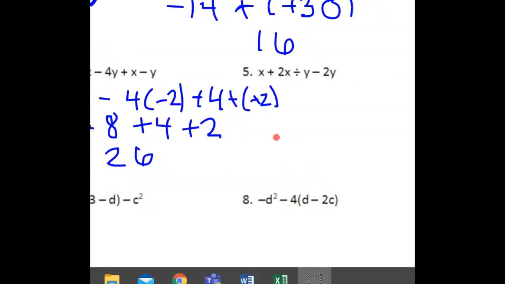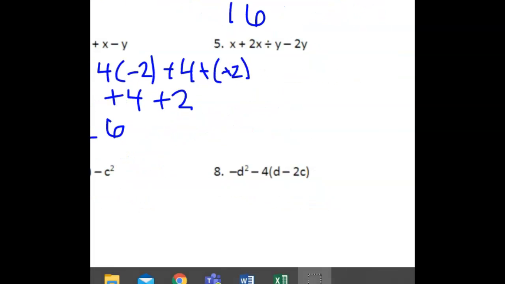Number 5. Once again, we're going to plug in those numbers. So you have x as 4. So we have 4 plus 2 times negative 2 divided by negative 2 minus 2. But sorry, that should be a 4 here. My font is super tiny on my end. So 4 plus 2 times 4 divided by negative 2 minus 2 times negative 2.